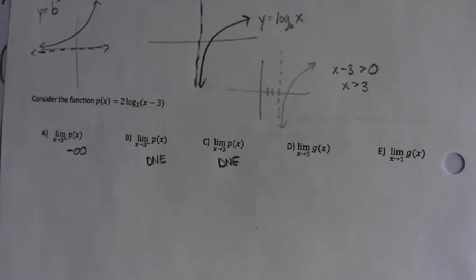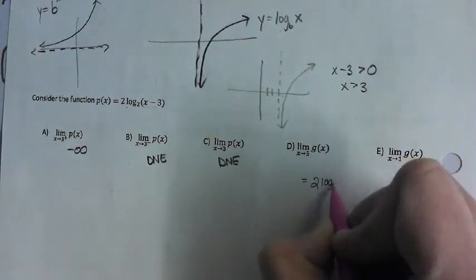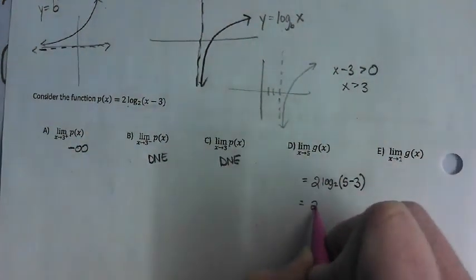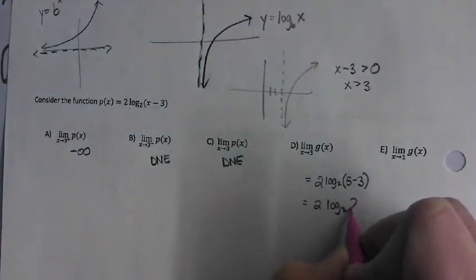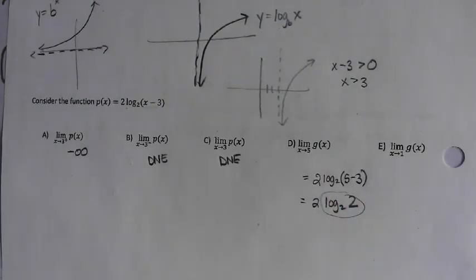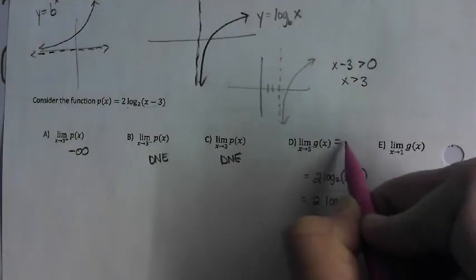How about the limit as we approach 5? Thoughts there? Just plug it in. So we'd have to make sure we can do this without a calculator, which I chose a number that we can do without a calculator. That simplifies to log base 2 of 2. What is log base 2 of 2? 1. So 2 times 1 is just 2.